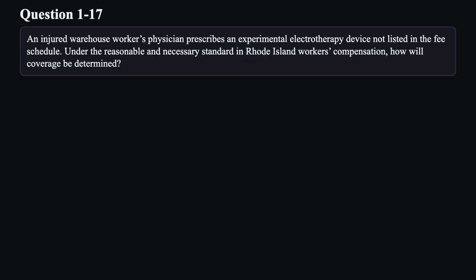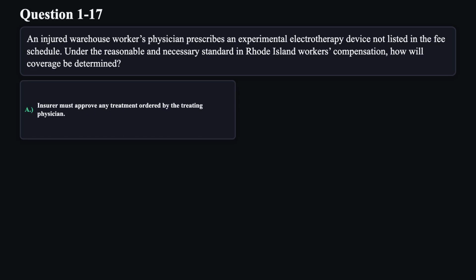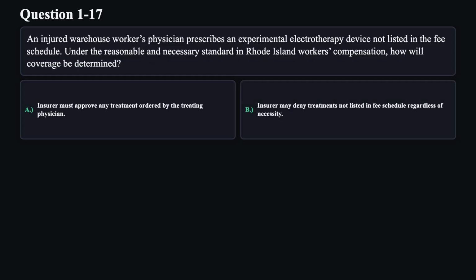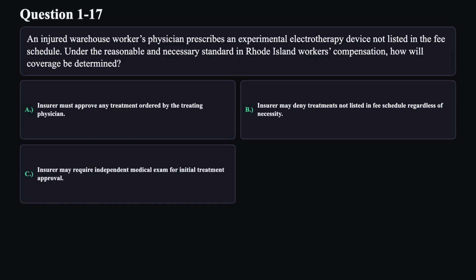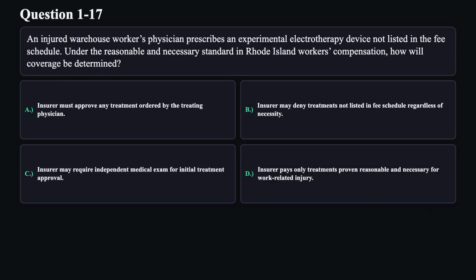Question 17. An injured warehouse worker's physician prescribes an experimental electrotherapy device not listed in the fee schedule. Under the reasonable and necessary standard in Rhode Island workers' compensation, how will coverage be determined? A. Insurer must approve any treatment ordered by the treating physician. B. Insurer may deny treatments not listed in fee schedule regardless of necessity. C. Insurer may require independent medical exam for initial treatment approval. D. Insurer pays only treatments proven reasonable and necessary for work-related injury.